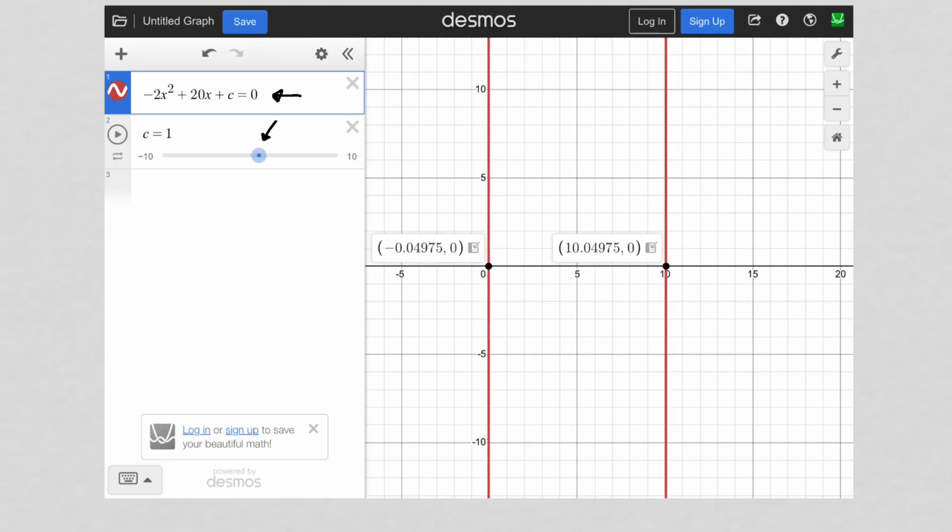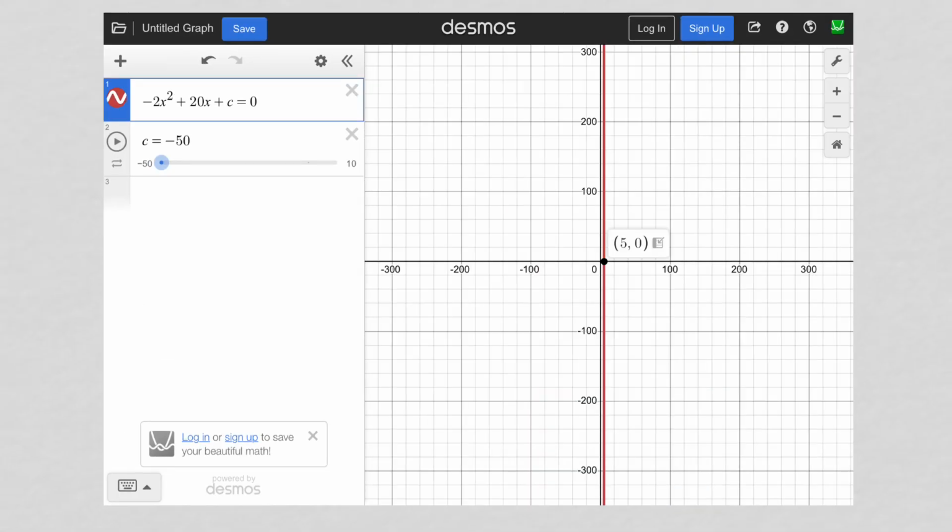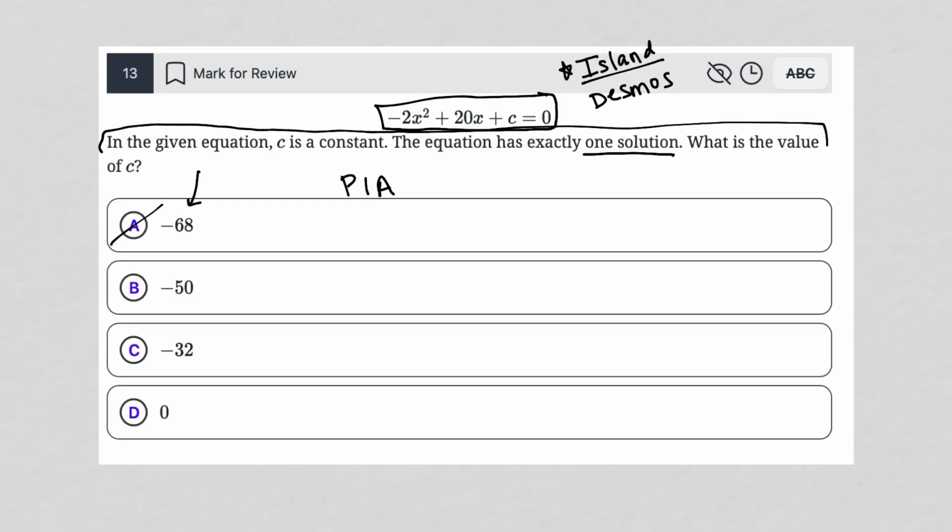Choice B, I tried c equals negative 50. So we see here, and we end up with one solution. Again, I zoomed out. This is the only place where our red graph crosses the x-axis. So this must be our answer, right? We get one solution, which is exactly what the question asked for. So I'm pretty confident that choice B is the correct answer.